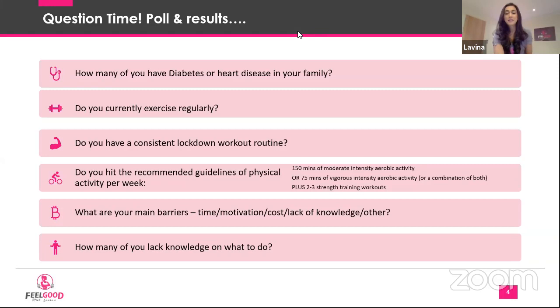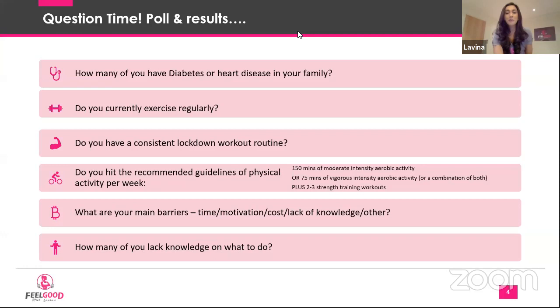Right. I think we've had 48% respond back. It's been a good few minutes, so I think I'll have a little look. Shall we? Let's have a little look. I've got some of the results in front of me.